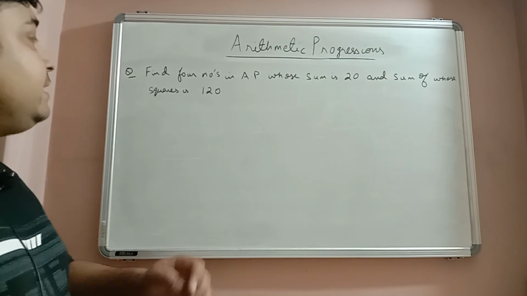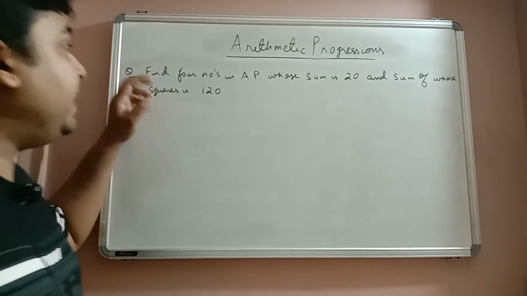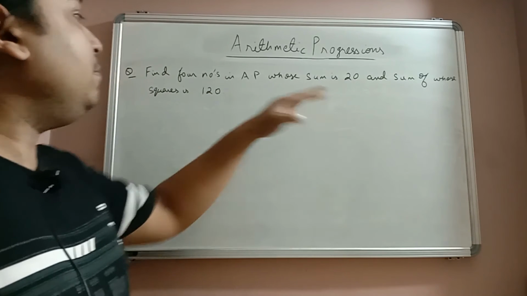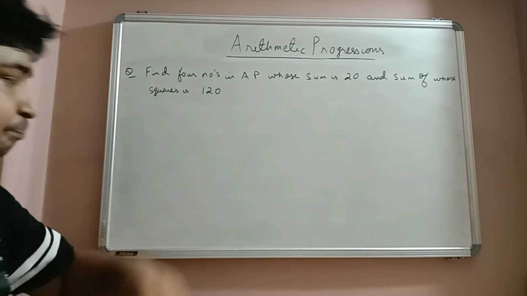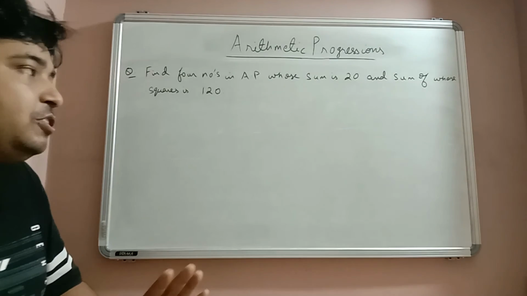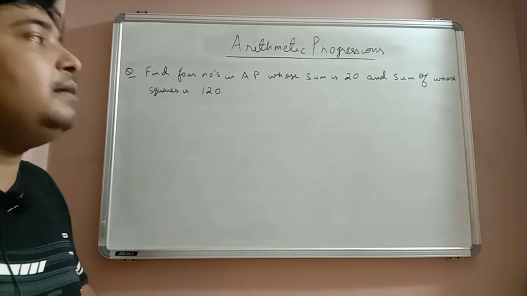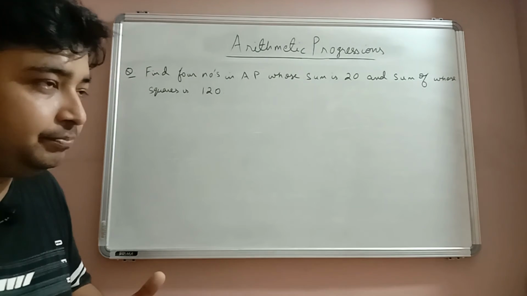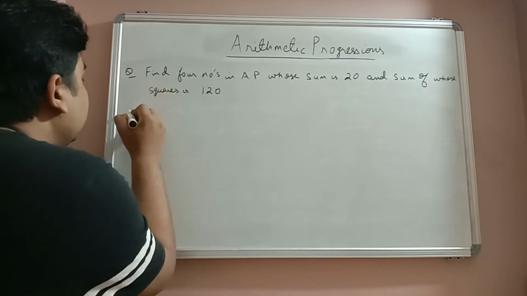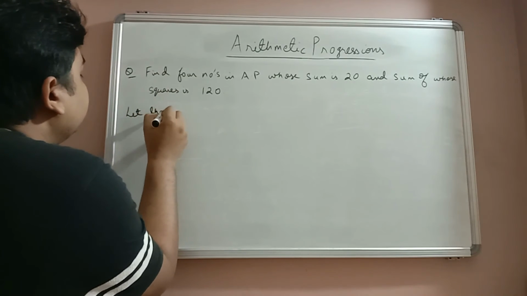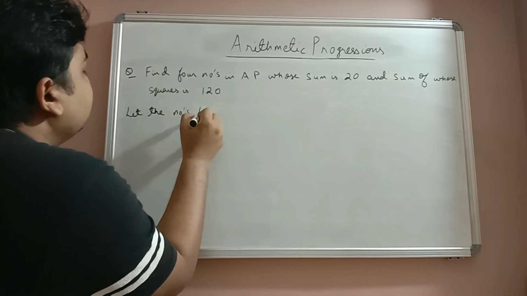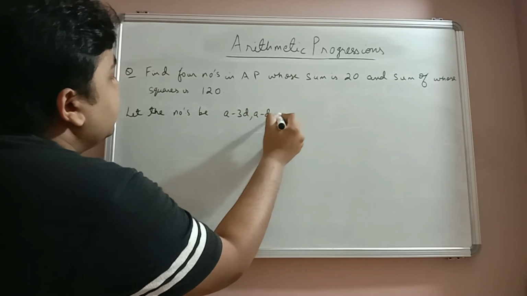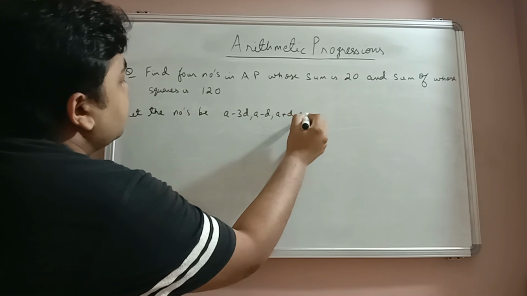Alright students, let's take up this question. The question says find four numbers in AP whose sum is 20 and sum of whose squares is 120. Since the question is of four numbers, we'll take the middle terms to be a minus d, a plus d, and the common difference to be 2d. So let the numbers be a minus 3d, a minus d, a plus d, a plus 3d.